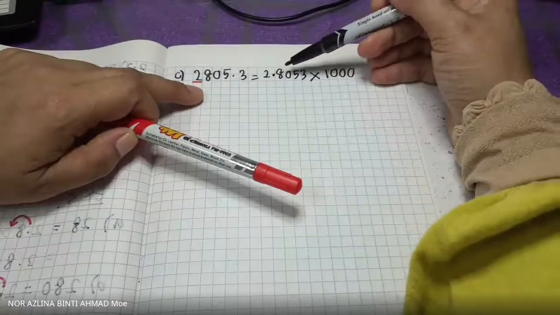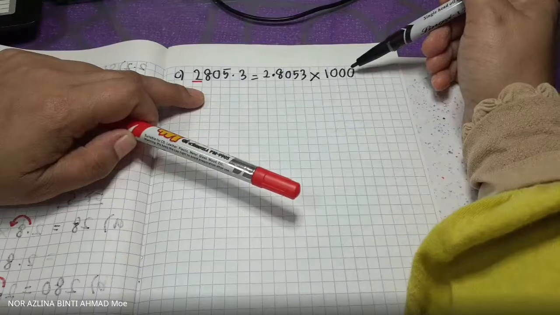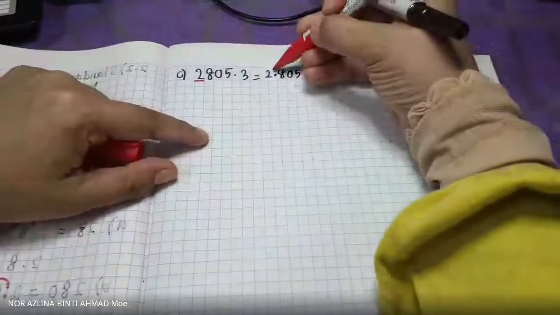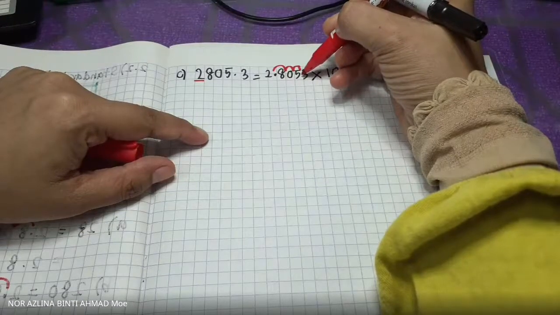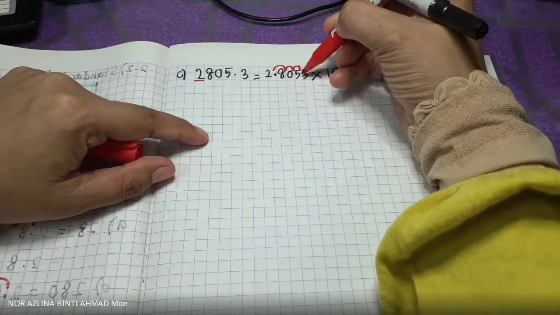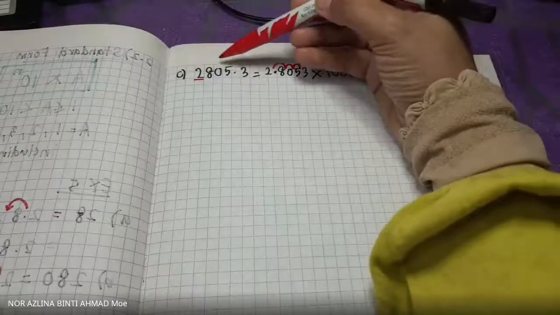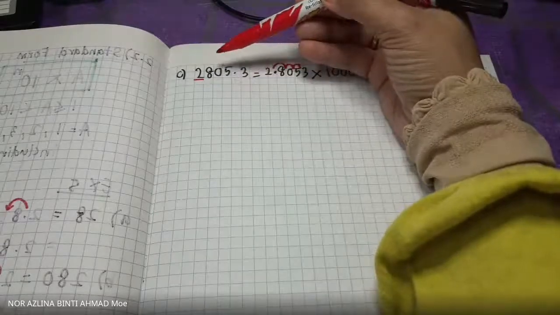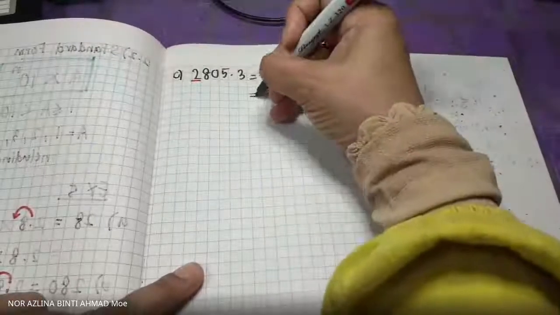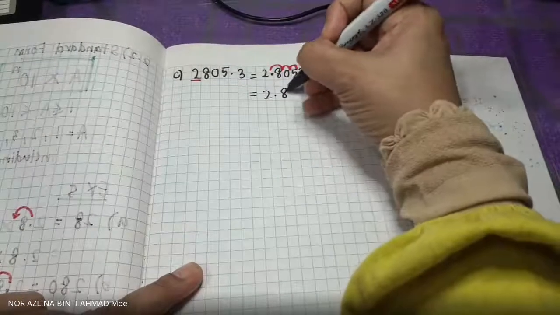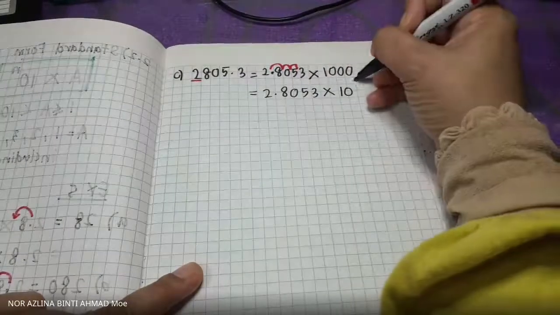So 2.8053 multiply 1000. Multiply 1000 because if we multiply 1, 2, 3, so 3 times we move the decimal point. So if we move 3 times for decimal point, the number will become from the original question. Okay, we'll same with the original question. So therefore, final answer 2.8053 multiply 10 to the power of 3.